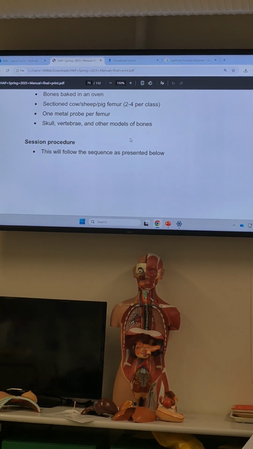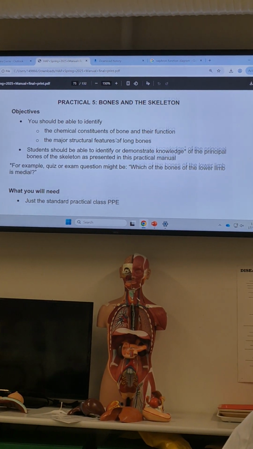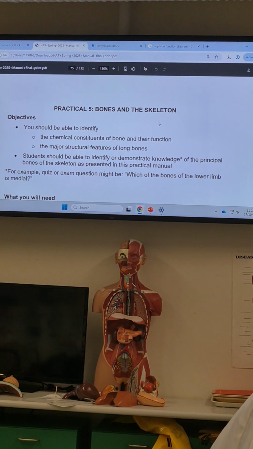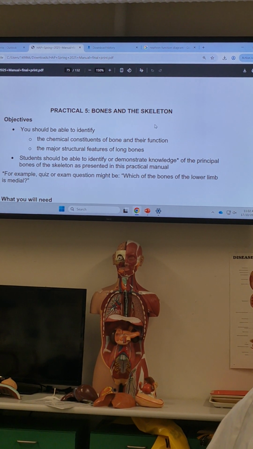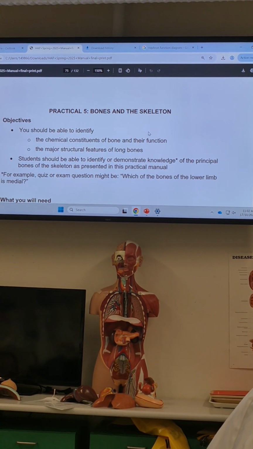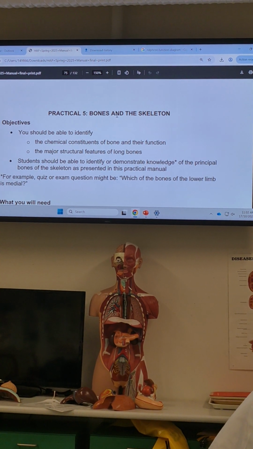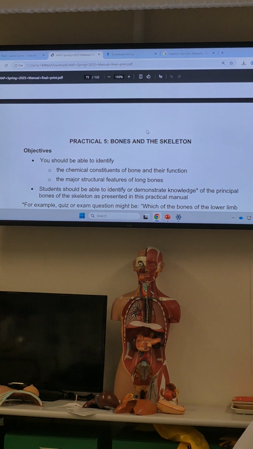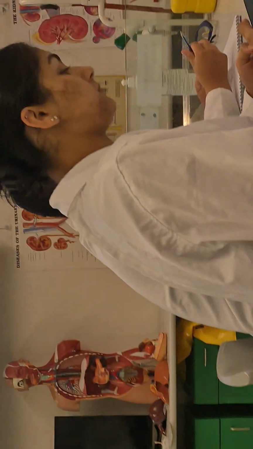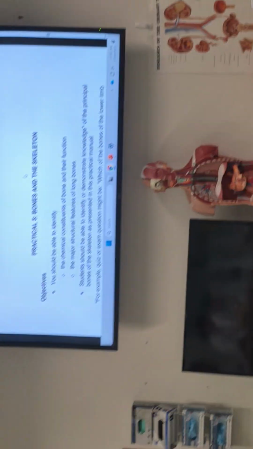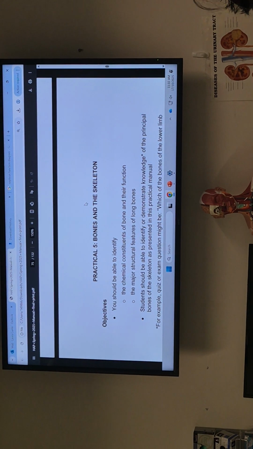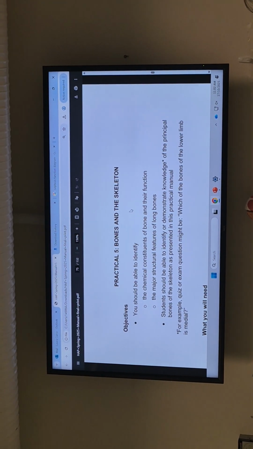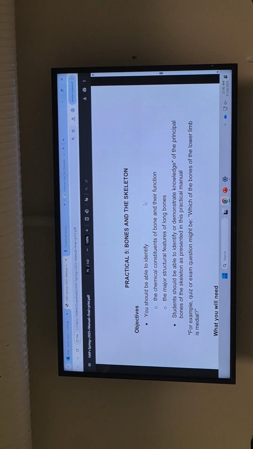Alright, so for the bones and skeletons, you don't typically get a lot of questions on this topic, and that's why you see that there's quite a lot of topics in prac exam 2. It's the same as prac 6, which was your musculoskeletal system. Well, I think it's just the muscular system and the joints. You don't typically get a lot of questions on these two, and that's why they've merged it into the one exam.